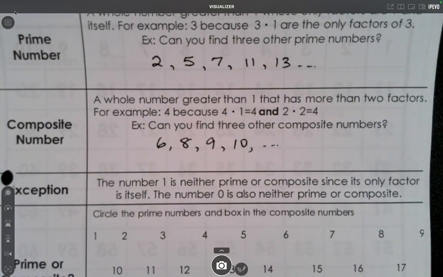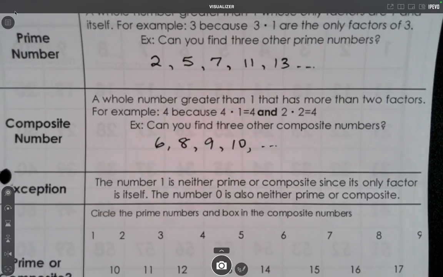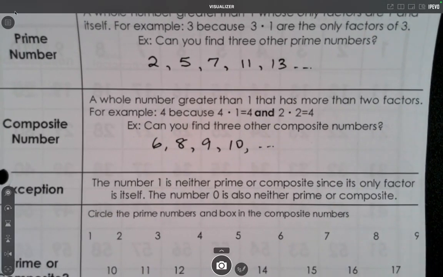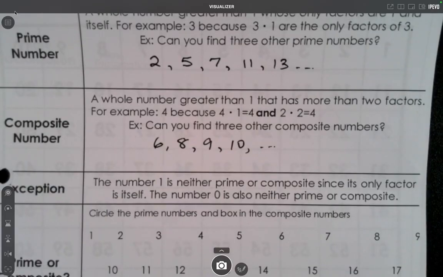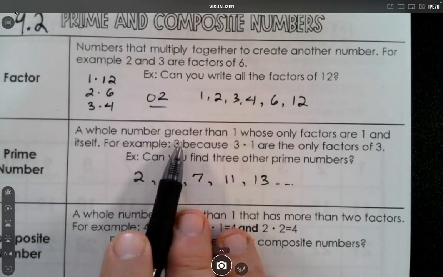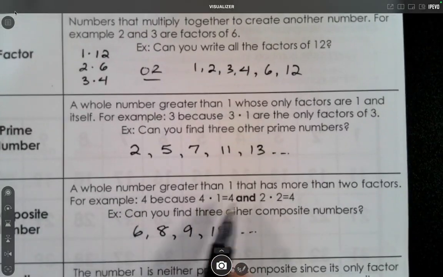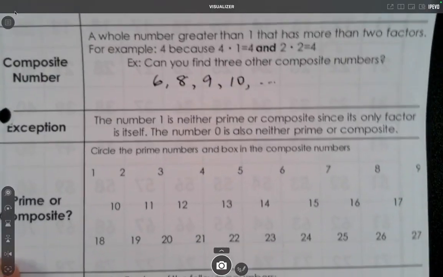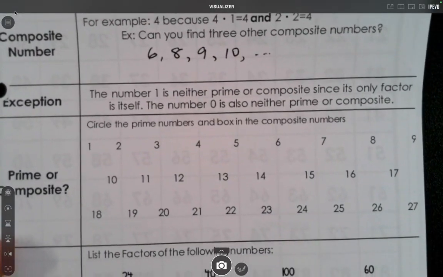Number 1 is neither prime nor composite since its only factor is itself. 0 is also neither prime nor composite. And if you look back at the definitions, it says whole number greater than 1, whole number greater than 1. So that's part of why 1 is not included in either one. So 1 is neither. It's the exception.